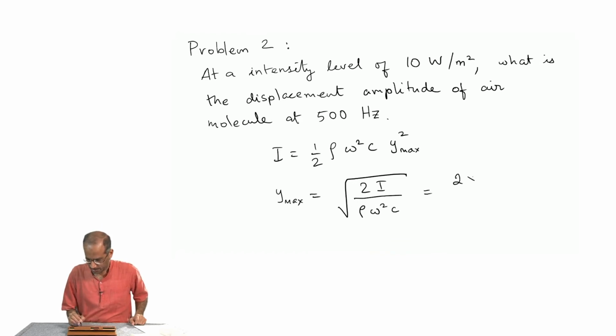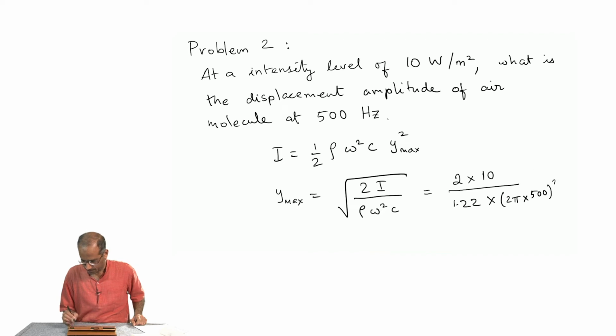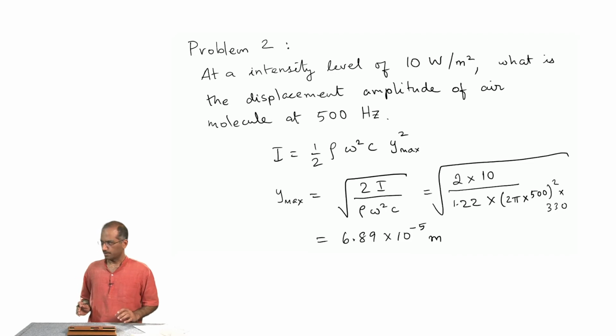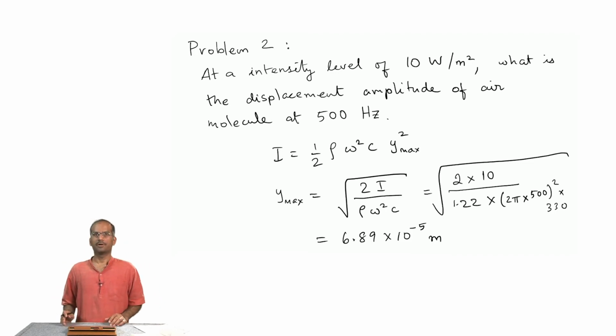So, this will be 2 multiplied by intensity, which is 10, divided by rho. Of course, we know the value of rho, which is about 1.22 multiplied by 2 pi times the frequency whole square, 2 pi times frequency is 500 whole square, multiplied by c. C is of course the velocity of sound, which I will take as 330. So, this is the displacement amplitude for an intensity level of 10 watt per meter square.